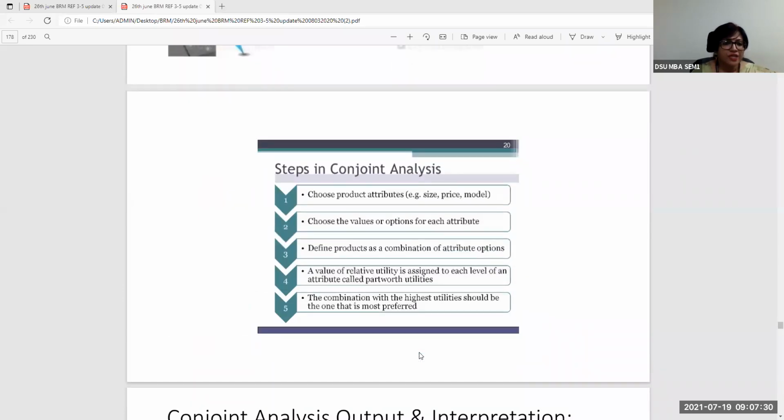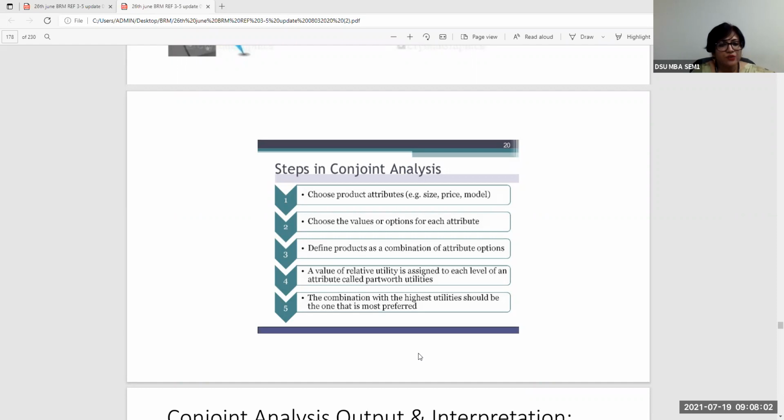So the steps in conjoint analysis are as follows. You need to choose the product attributes, for example, what characteristics of the products you are going to evaluate from people's responses. It could be the size of the products, and you ask people to indicate their preferences. You can have different price levels and ask people to indicate the price levels that they prefer. You can have different kinds of models or pack sizes, and ask them to indicate what kind of packs they prefer.